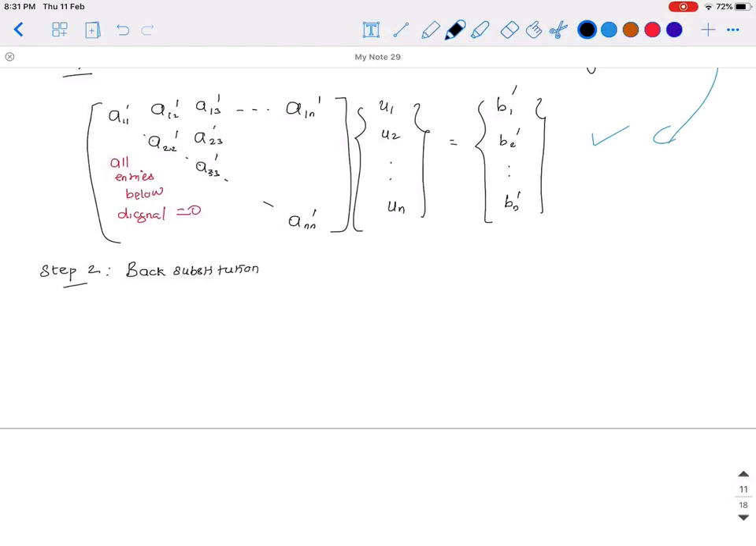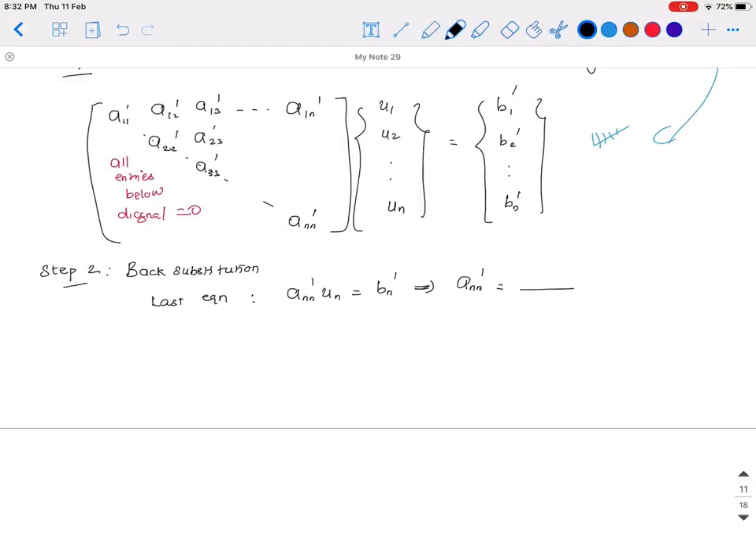Okay, so the solution of the above equation, this one that has the upper triangular matrix as the system matrix, is much easier than the original one, because the last equation here has only one unknown, which is u_n. Sorry, u_n doesn't have a dash, it becomes b_n dash. From here you can compute u_n.